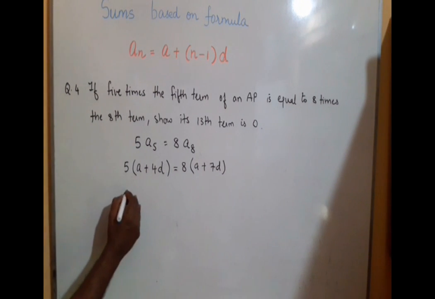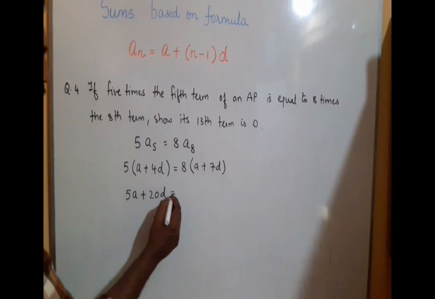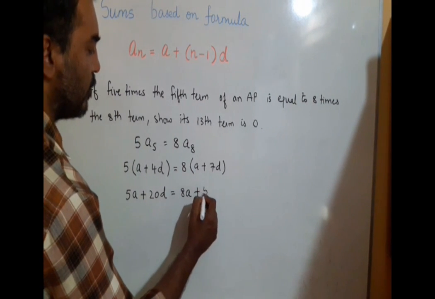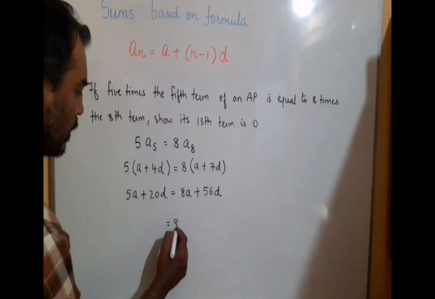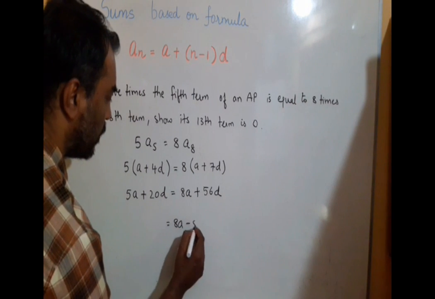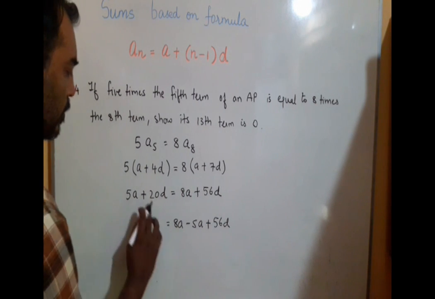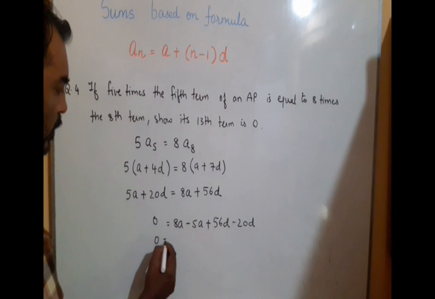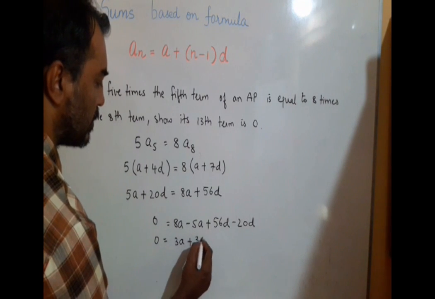On opening the bracket we have 5a plus 5 4s are 20d equal to 8 into a, 8a, plus 8 7s are 56d. Now we'll rearrange the terms on either side to get 8a, move it here, minus 5a, plus 56d minus 20d is 0. So we have 0 equal to 8 minus 5, 3a, plus 56 minus 20, that is 36d.